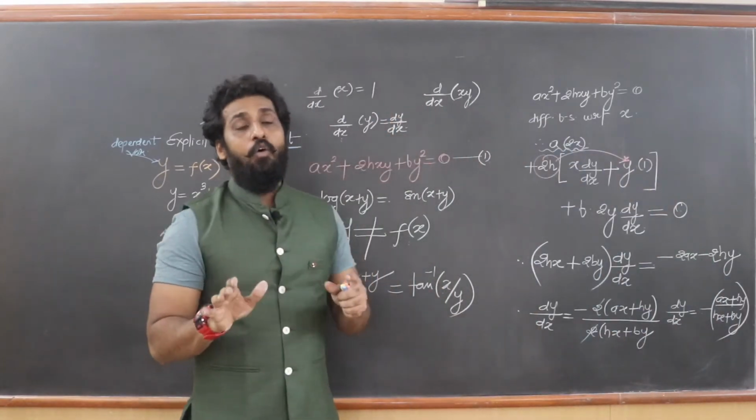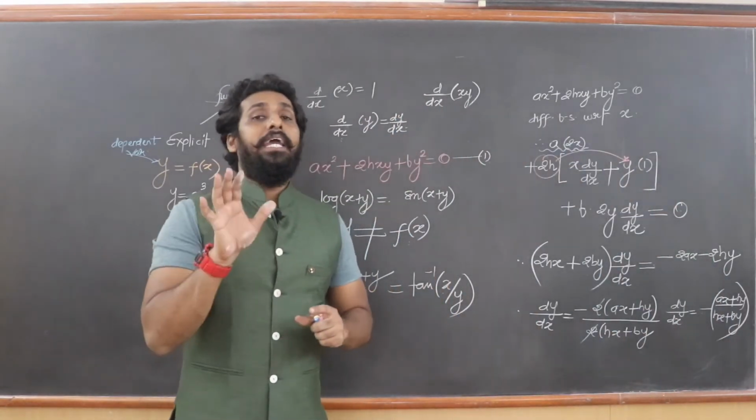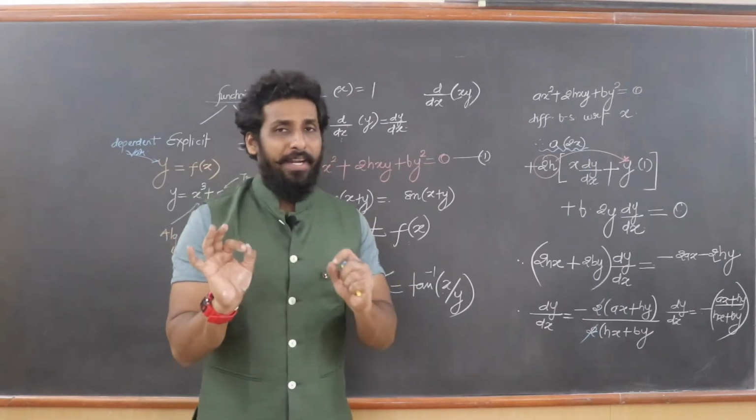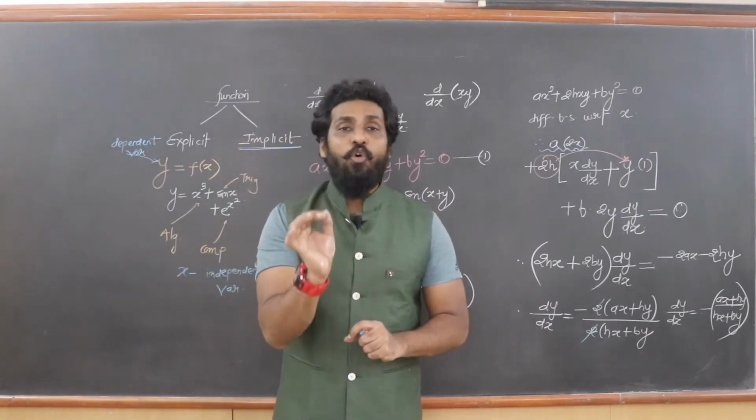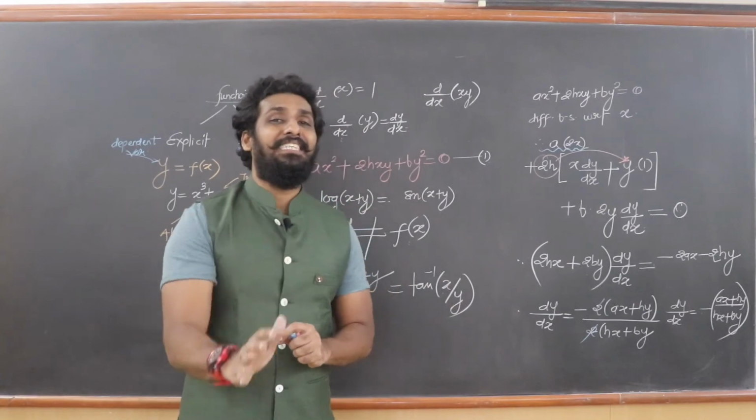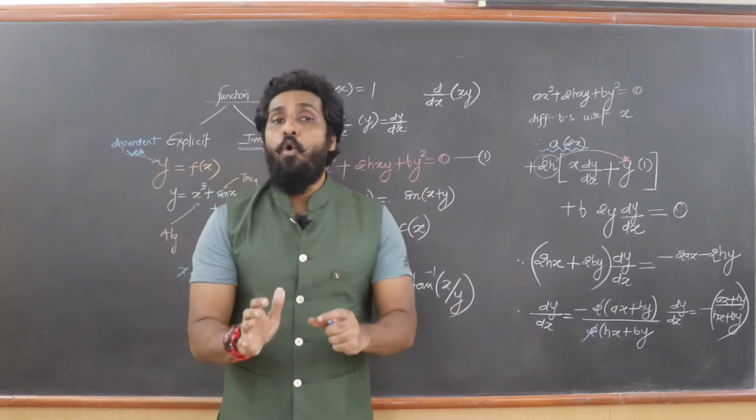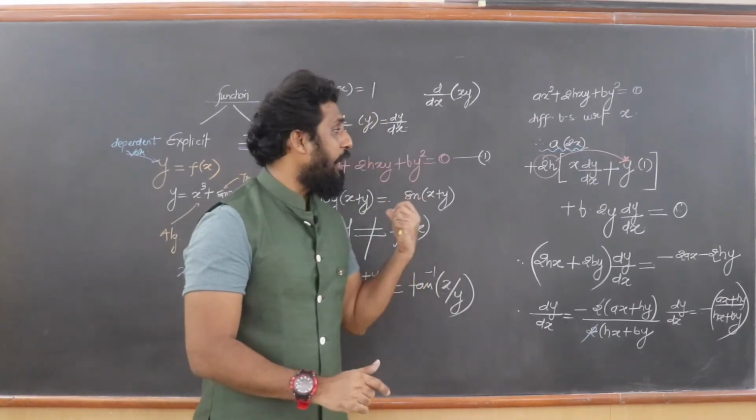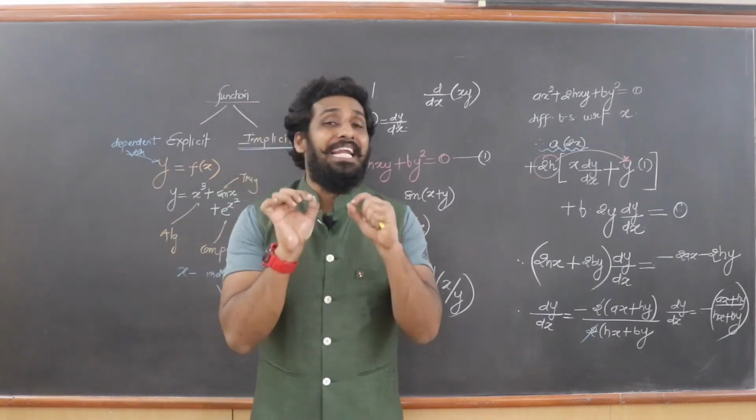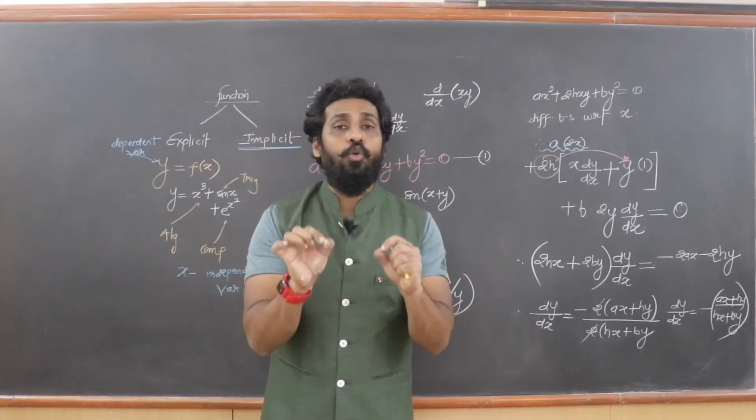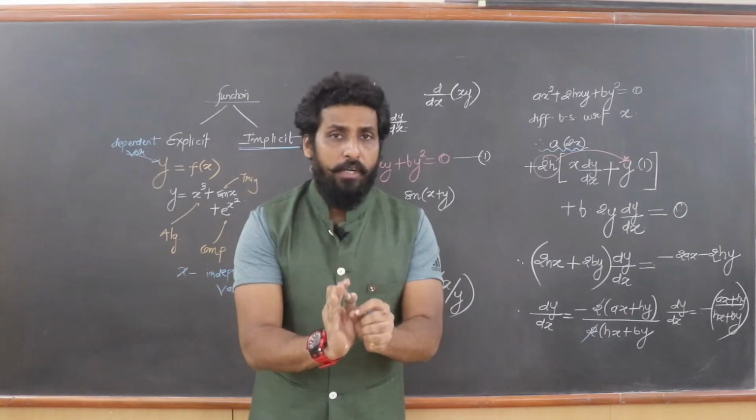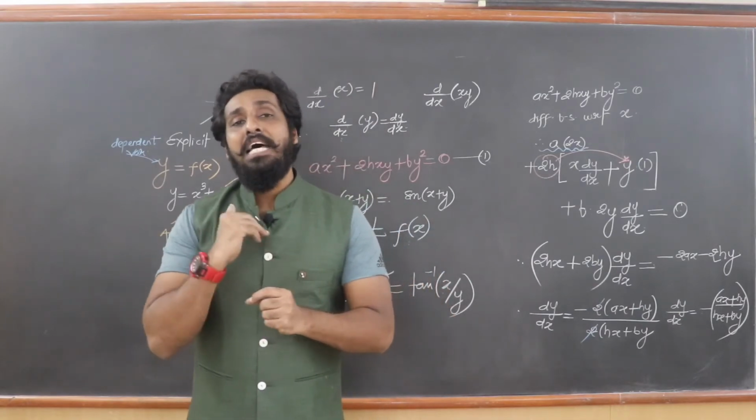So that's how we get the derivatives of implicit function. Now this was just one example that I've taken. I'll take a few more examples for you to understand this concept in more detail. So students, make sure that you are noting this down. Make sure that you are writing down these things into your notebook. That is very important. And we will now move on to the next question.